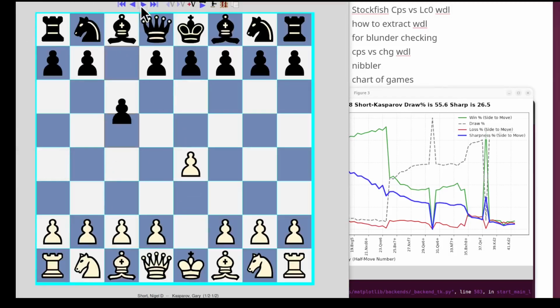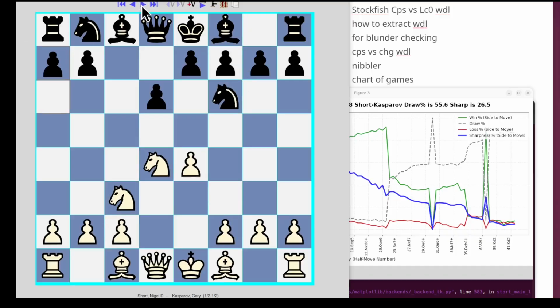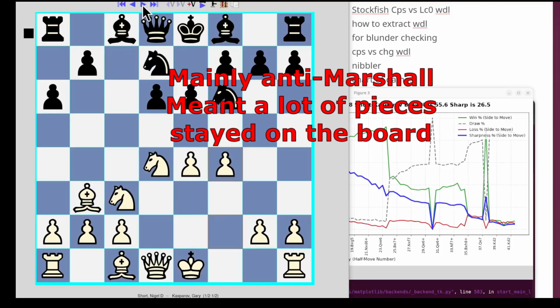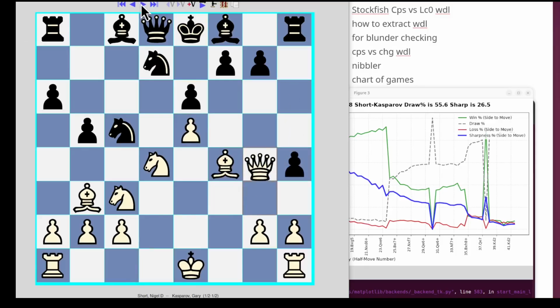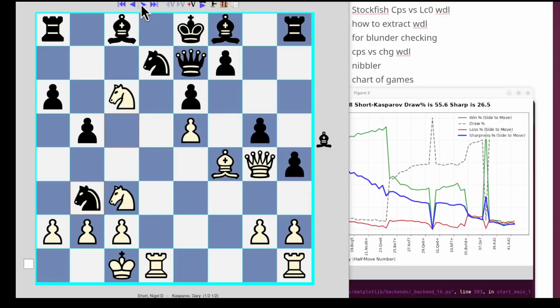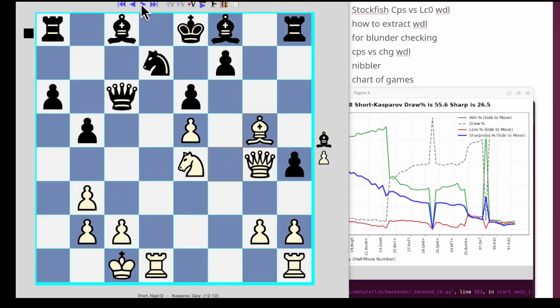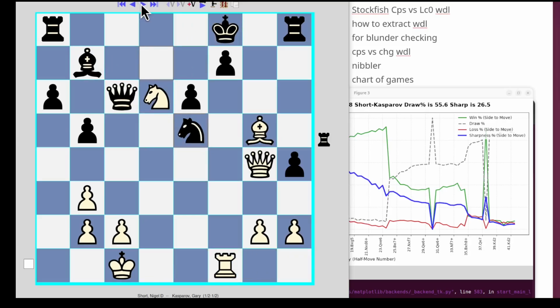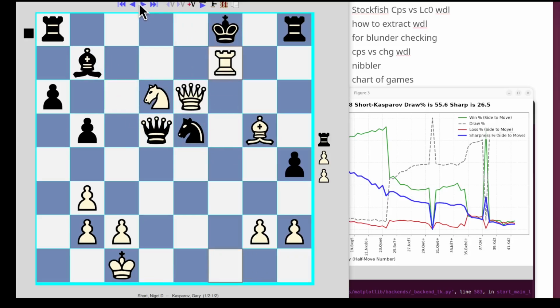Go through it quickly. Remember, Short was sort of overwhelmed, but we were playing Marshall, and here's a Sozin in this game. Open f-file, charge in. Short castles on the queen side. Rook penetrates. And this was a mistake. I mean, rook takes f7, it's totally winning, but it's not, right? And the move to play was queen f6. Get back to my other video on blunders in World Chess Championship.